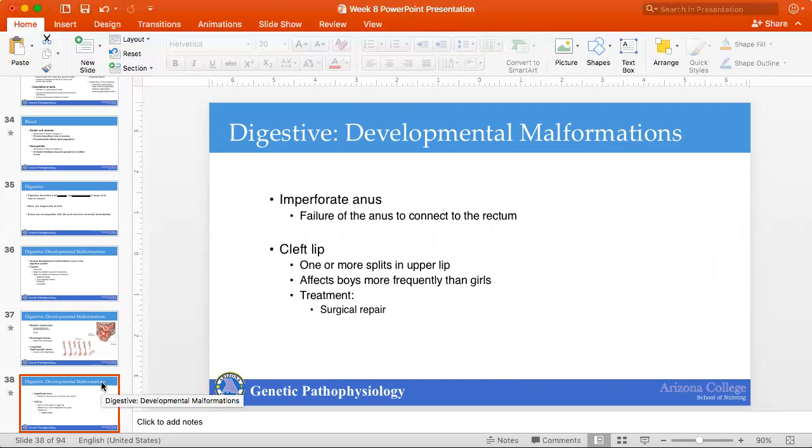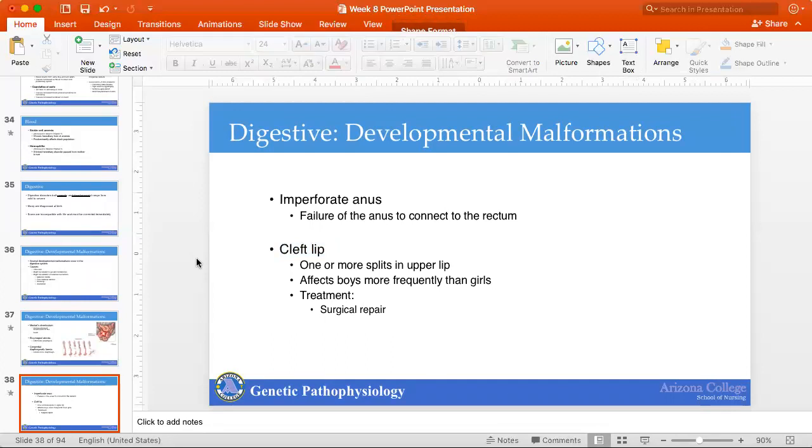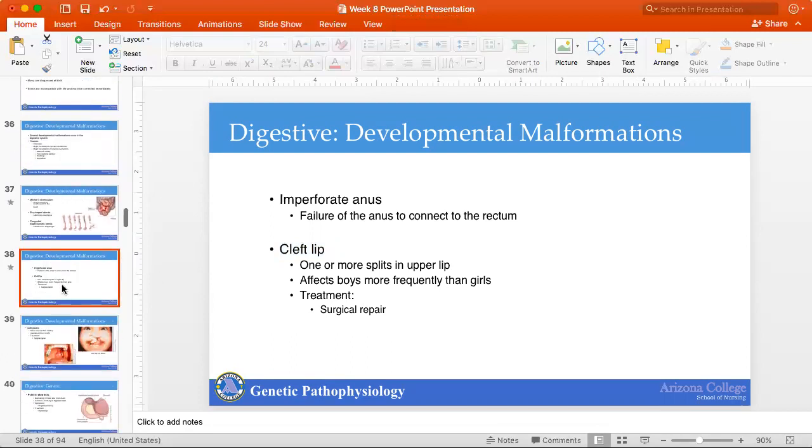Imperforate anus, failure of the anus to connect to the rectum. Cleft lip is a fairly common one. One or more splits in the upper lip affects boys more frequently than girls, and treatment is through surgical repair.